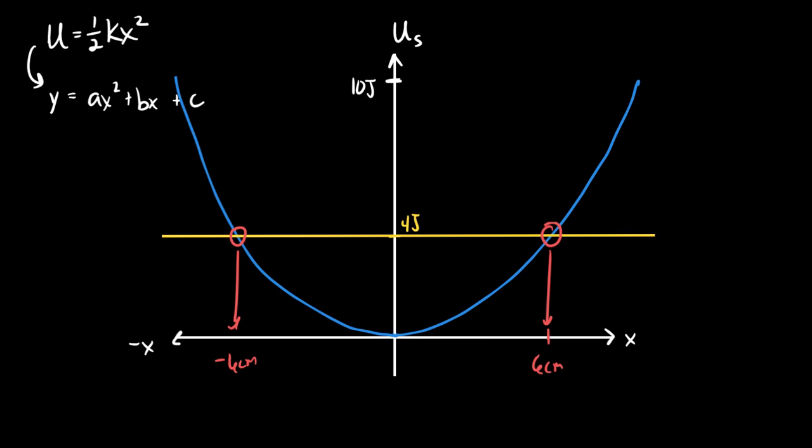But that also means there'll be a time when the object's at the 2 centimeter mark, right? It's going to pass by that point. When it's at the 2 centimeter mark, this represents how much potential energy it has. That also means that this represents how much kinetic energy it has because the total energy is 4. Does that make sense? All right.